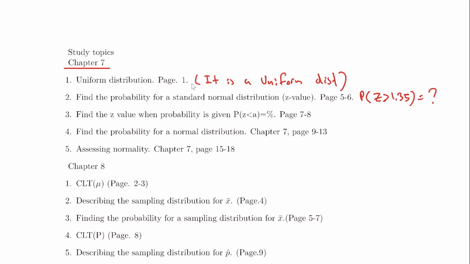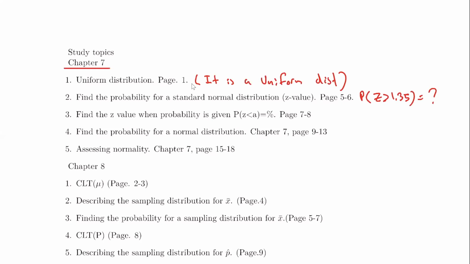And a good review for topic number 2: if you go to the quiz where I told you to find the probability that Z is greater than, less than, or in between two values, you do want to use that quiz as a reference point, because a very similar question will be on the exam. Any question in regard to topic number 2 on chapter 7?